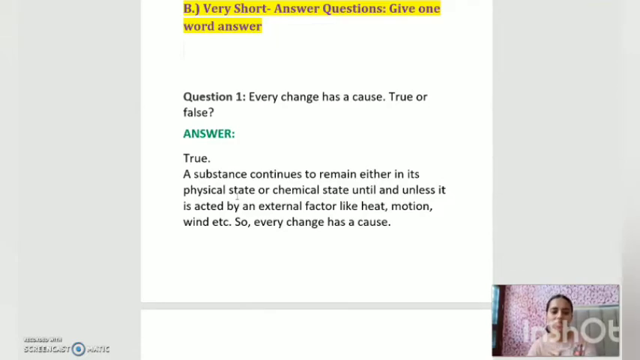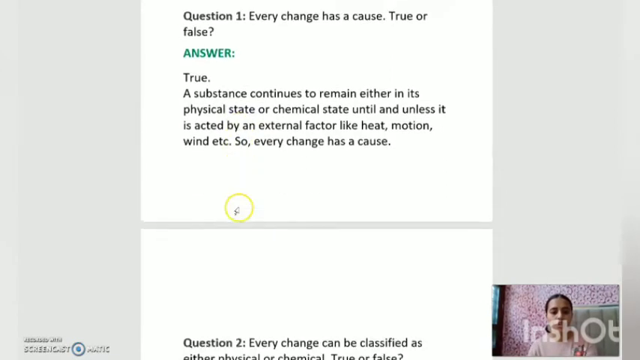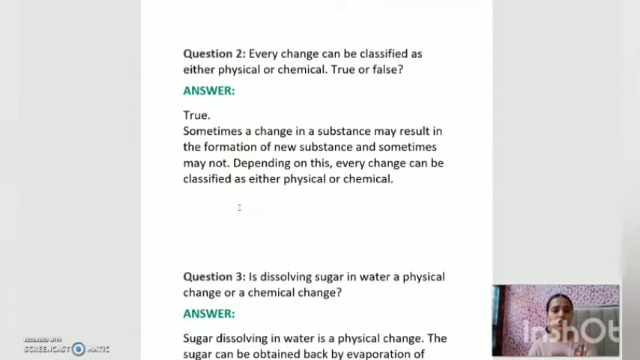How is it true? As they say, a substance continues to remain either in its physical state or chemical state until and unless it is acted on by an external factor like heat, motion, wind, etc. So every change has a cause. There is a reason behind every change. So right, this statement is true, students. Okay, very good.